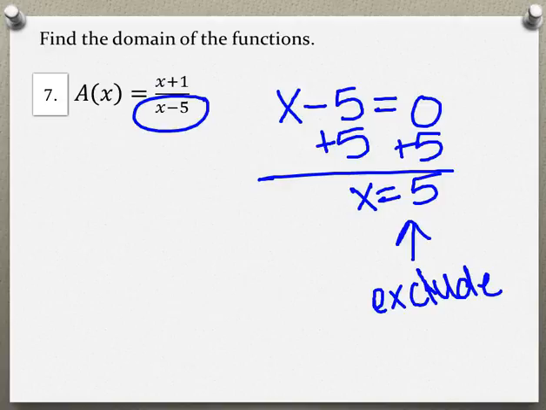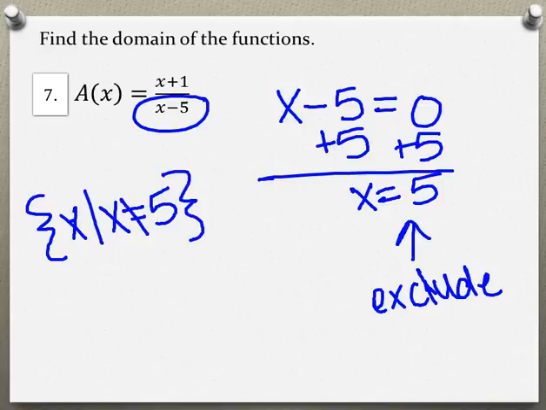So we can write that a couple of ways. If we use set builder notation, we'll start with x is all real numbers except for when x is 5. So it's all real numbers except 5.